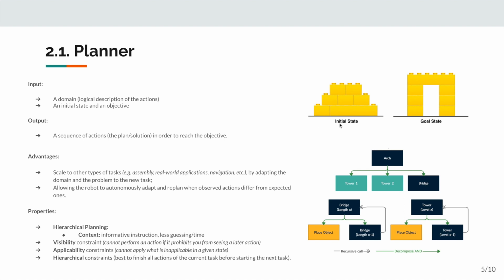So first we have the initial state, then the objective or the goal state. And here we have the set of rules, which is the decomposition of tasks into smaller and smaller subtasks until reaching primitive actions like placing a certain object on the table. So for example, in order to build an arc, we need to build the first tower, the second tower, and then the bridge connecting both towers.